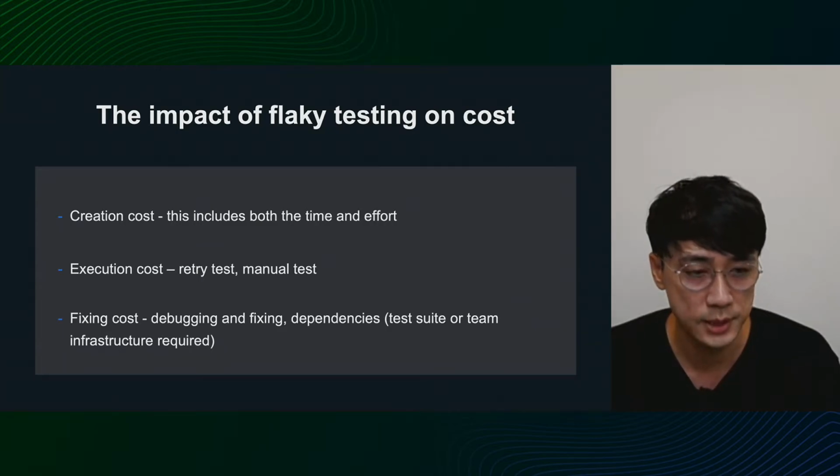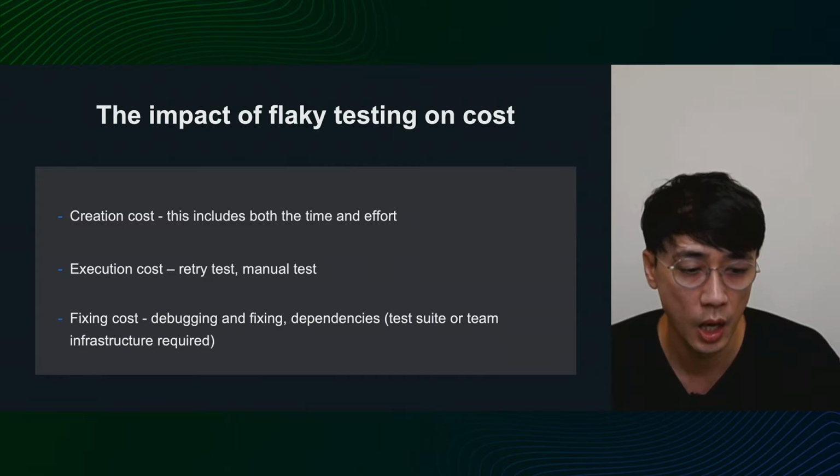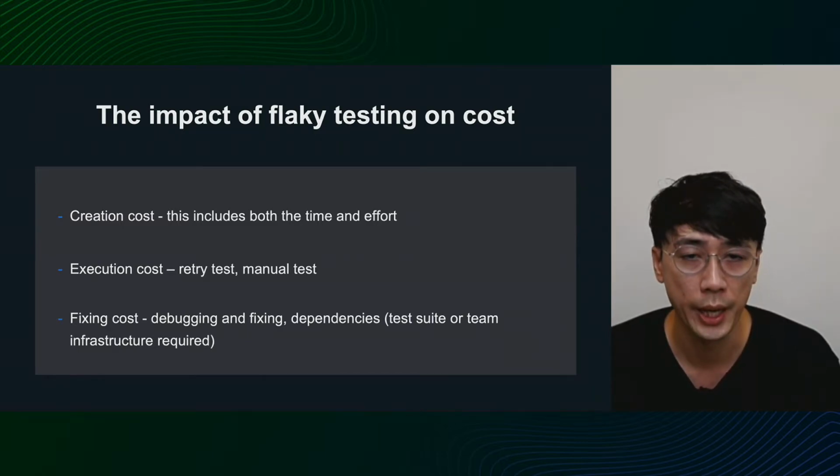The last one is fixing cost. Debugging and fixing a flaky test can potentially take an hour of your work week. Some of the most frustrating parts about flaky tests are reproducing them and determining the cause of flakiness. We must spend enough time to build up sufficient context to fix the test. Also, if you have a dependency on other teams or test case dependencies on each other, you will waste more time and cost here.